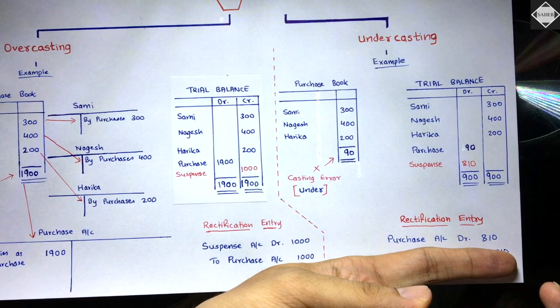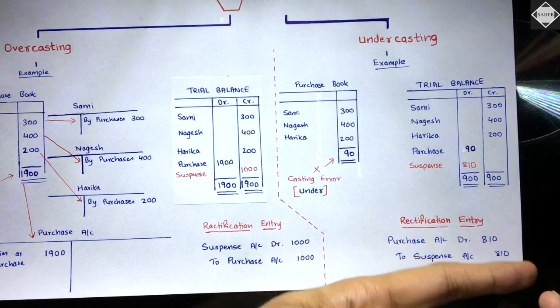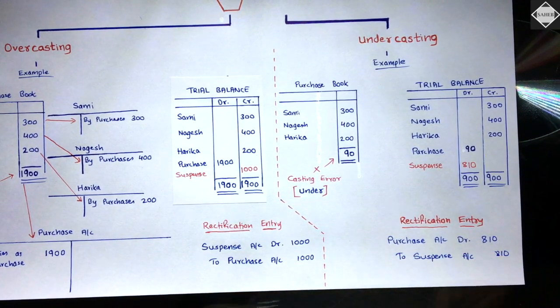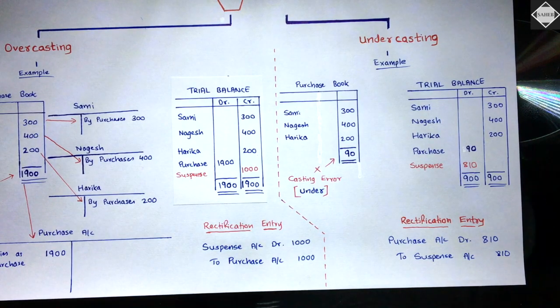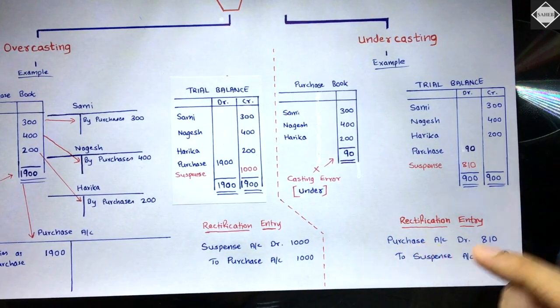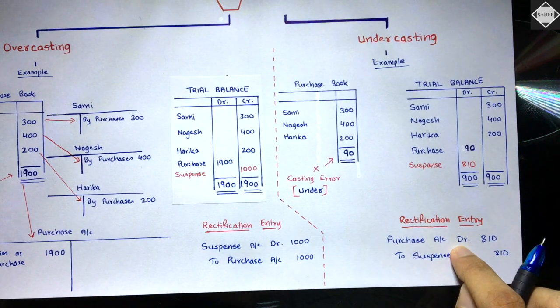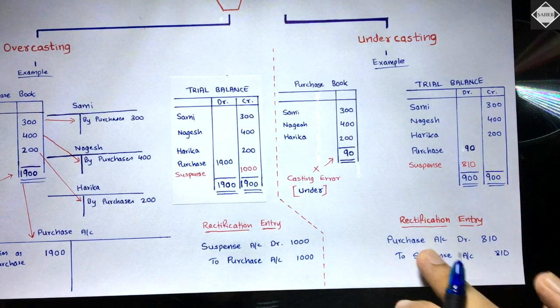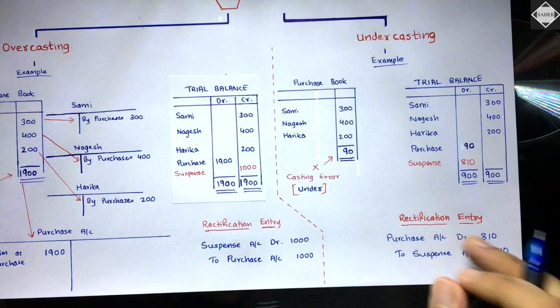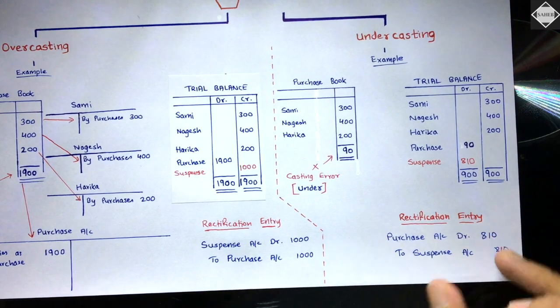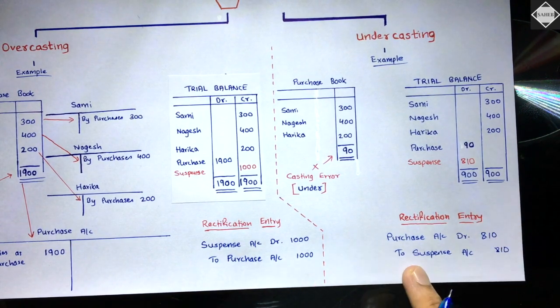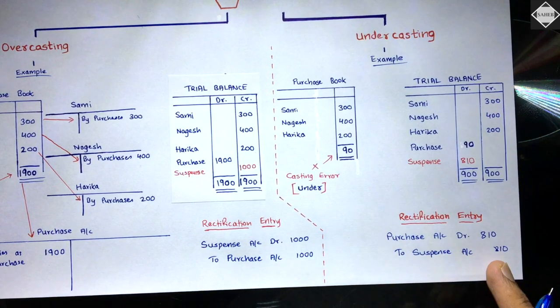So this one-sided entry must be completed with the suspense account, because there is no other account which has a mistake. There is no mistake in any other account. The only mistake is in the purchase account. So you corrected the purchase account by recording more balance in it, by debiting it. But then you cannot leave a one-sided entry. You have to complete it with the suspense account: to suspense account 810.